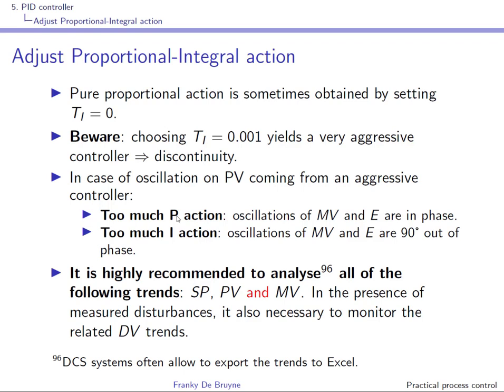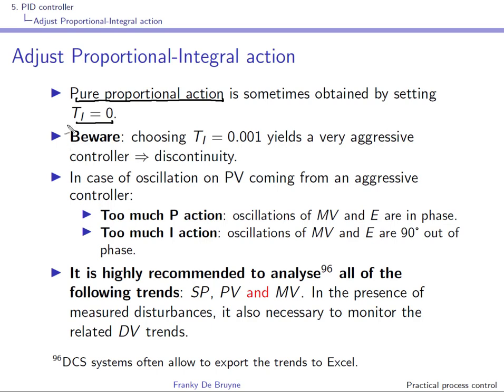In the next subsection, we talk about the adjustment of the proportional action. Some vendors will allow you to obtain a pure proportional action by setting Ti to 0. So if you set Ti to 0 in the faceplate, what will happen is that the output of the integrator is constant. So you can see it as a bias, and you have indeed then a pure proportional action.